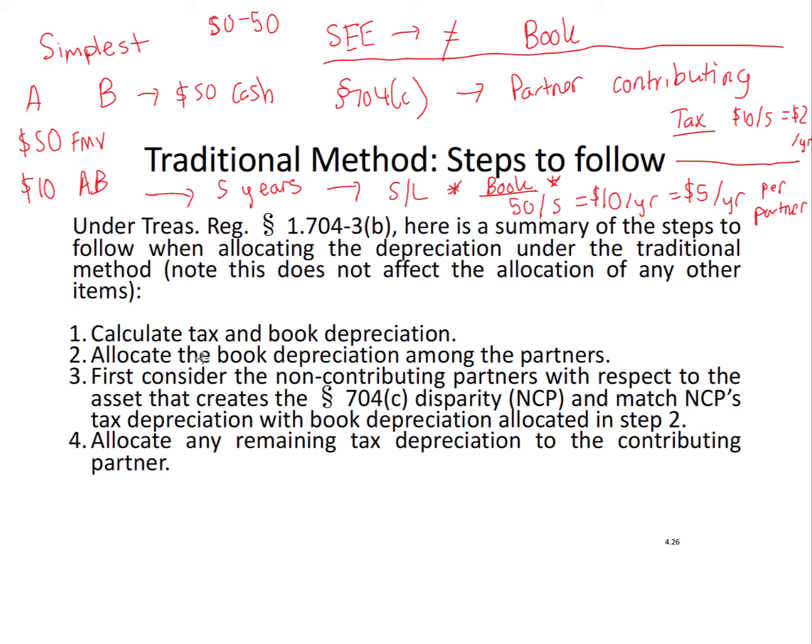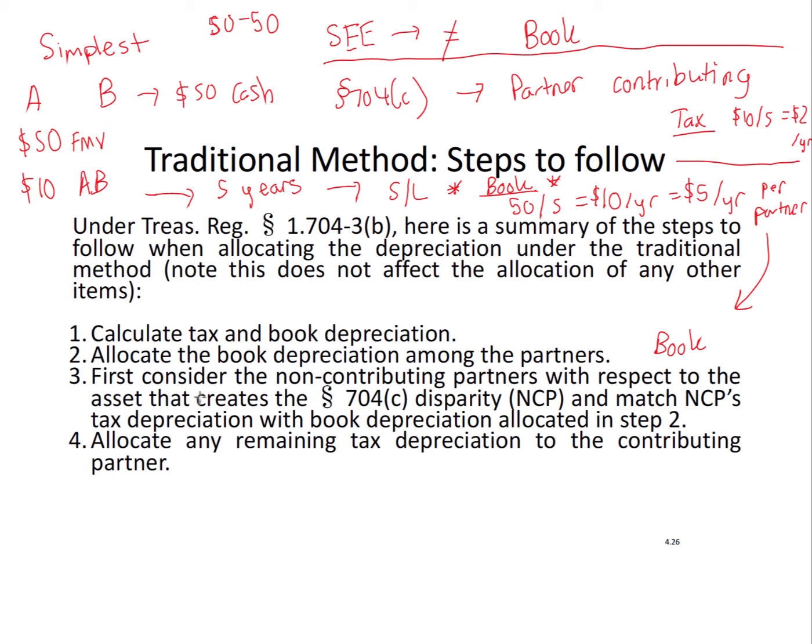So first we calculate tax and book depreciation. We did this. Allocate the book depreciation among the partners. All right? So we allocate the book depreciation among the partners. So that means we do $5 a year per partner. So we basically determine the book numbers. So we use the $5 per year. We use that. So we calculate our book. So if you're keeping track of your book numbers, you subtract away $5 for depreciation.